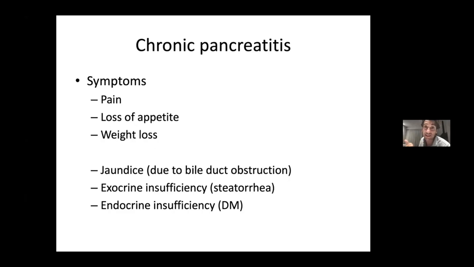Symptoms of chronic pancreatitis: the main symptom is pain. These patients have a lot of pain and they're very difficult to treat, and they're often on high doses of pain medication, and they have to see pain specialists and these kinds of things. Loss of appetite and weight loss are again related to the pain. People have pain, they don't want to eat because that makes the pain worse, then obviously they lose weight, and it's a vicious circle. More severe symptoms are jaundice if they also have bile duct obstruction, which could be compression by a big pancreatic cyst, and obviously exocrine and endocrine insufficiency.